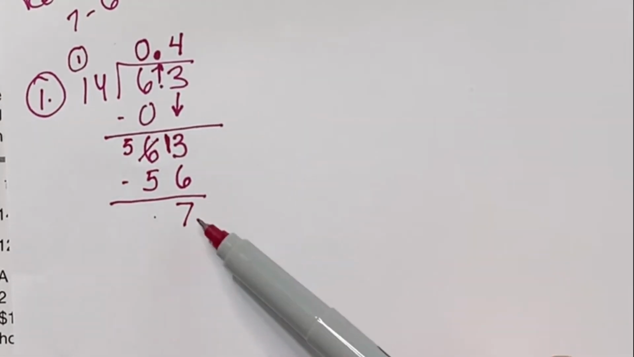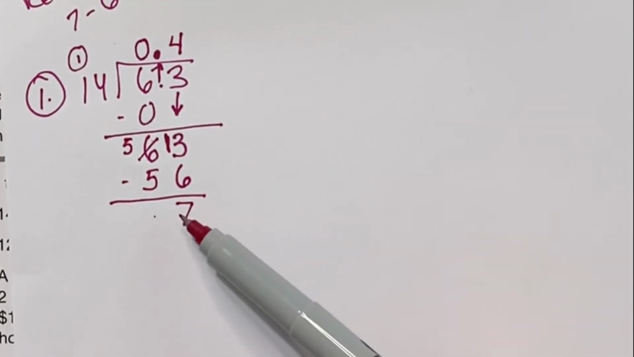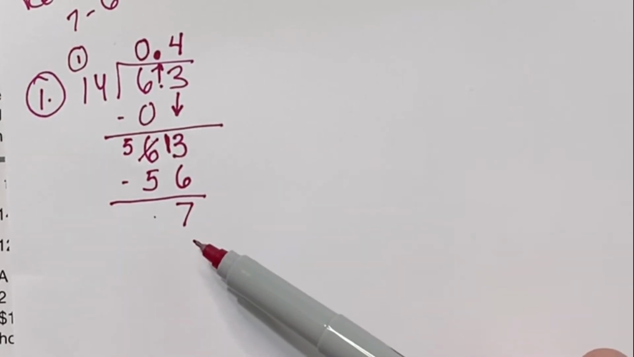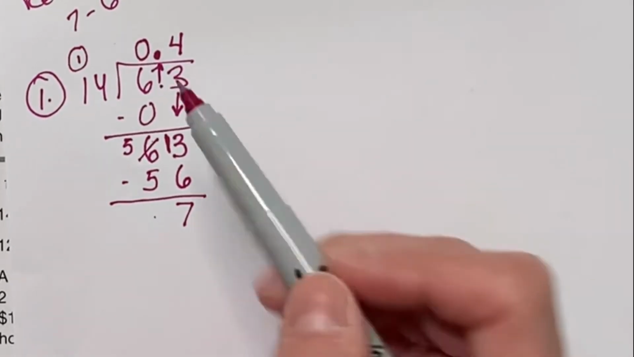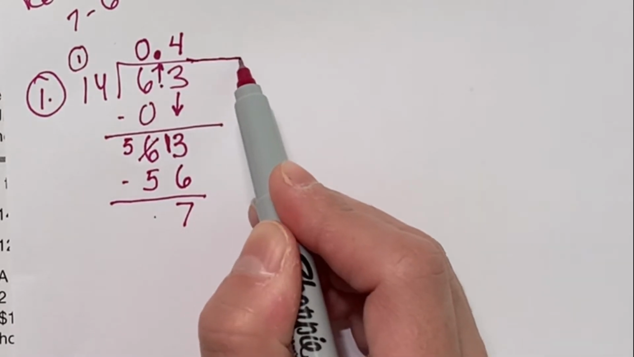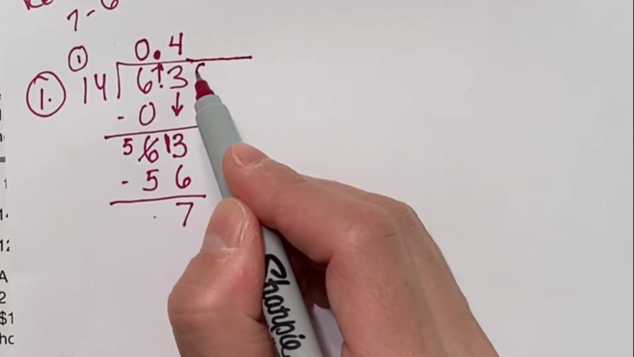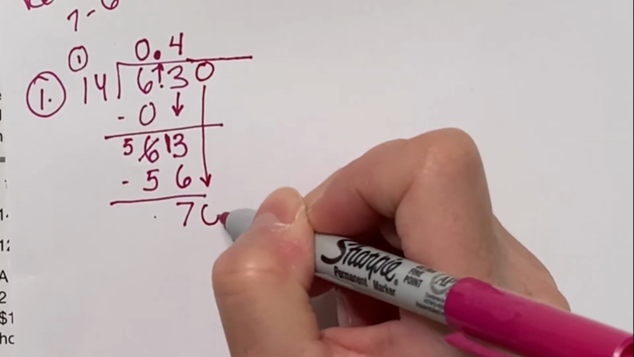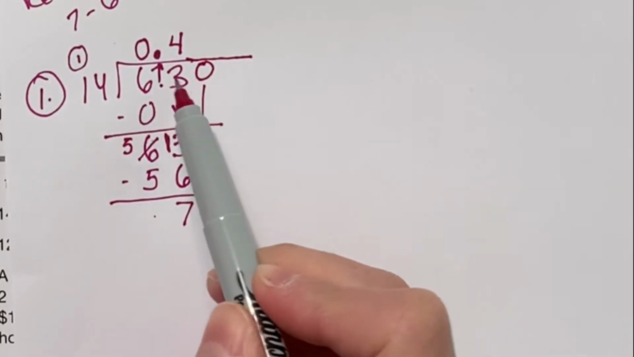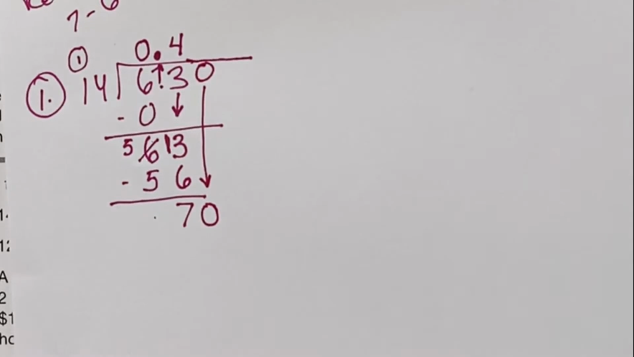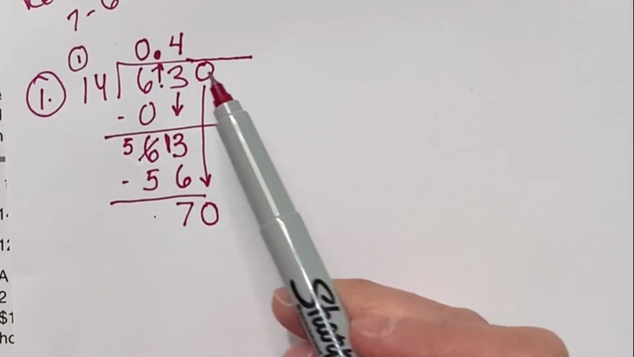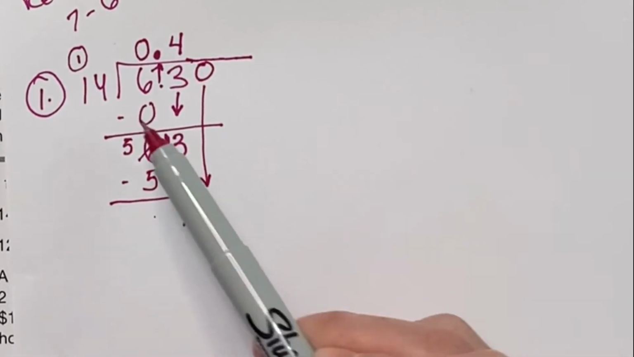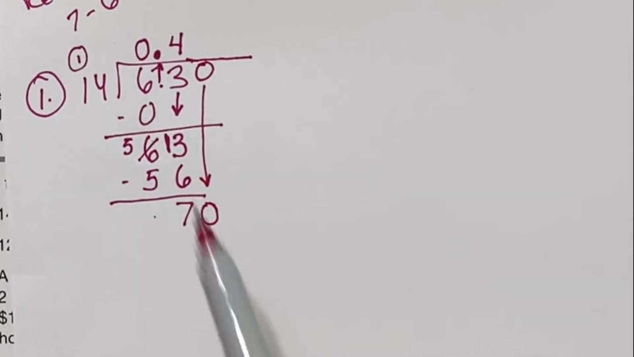Well, it looks like we still have a remainder here. So 14, we know it cannot go into 7, but here's a little trick we're allowed to do. We're allowed to add a 0 here and bring it down. This 0 does not change the value of 6.3. So we're allowed to add as many zeros here as we want to make the division a little easier.